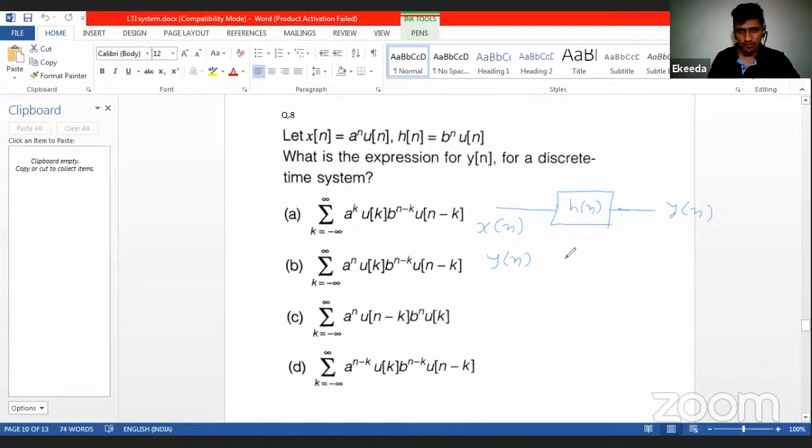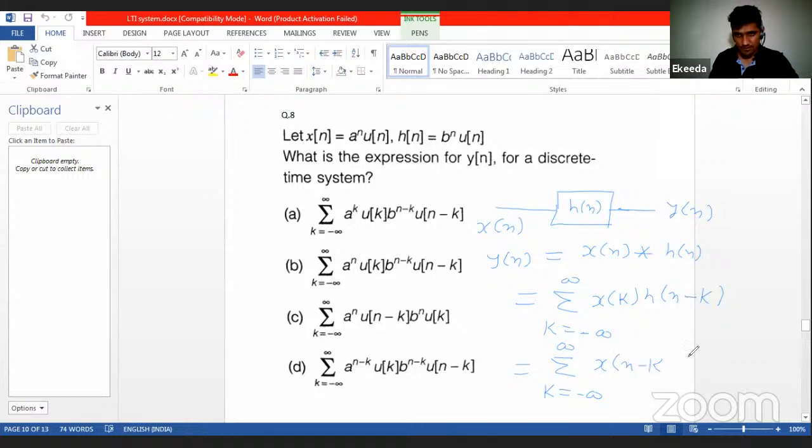We know that y(n) is equal to x(n) convolution h(n), and the summation form definition of this is that x(k) into h(n minus k), k equals minus infinity to plus infinity. Thus, in second form, you can write it x(n minus k) h(k).